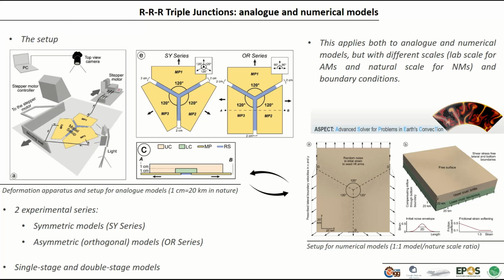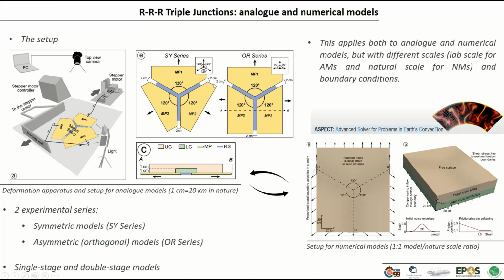So we have two experimental series, one that is called symmetric and one that is called asymmetric or orthogonal. And the difference is that in the symmetric experimental series, we have the divergence direction of the plates that is very symmetric, 120 degrees, again, like the trend of the rift branches. You see it in the panel A.